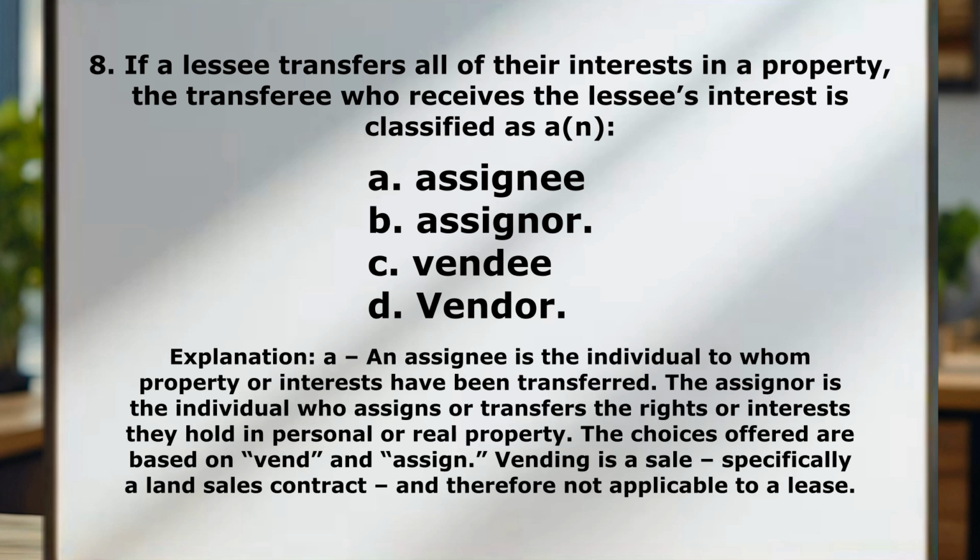Let's kind of go through the definitions. An assignee is the individual to whom property or interests have been transferred. The assignor is the individual who assigns or transfers the rights or interests they hold in personal or real property. And so the other choices, vendor and vendee here, those are specific to a sale and like land sales. So they're not even applicable here. So it's got to be assignee or assignor. And we know that the assignee is the individual to whom property or interests have been transferred. Answer is A.